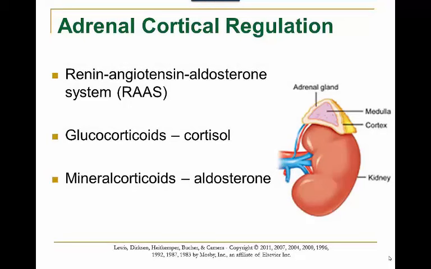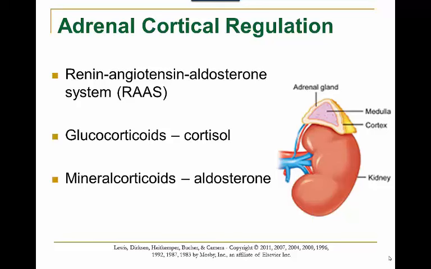So adrenal cortical regulation is the other one. Renin, angiotensin, aldosterone system. I'm going to hope you've heard of RAAS. It's one of our primary systems we use, and we'll talk about that in just one second. The other one is your glucocorticoids, i.e. cortisol. That's probably why we call it cortisol. And then you have aldosterone. I'm not even going to attempt the other.